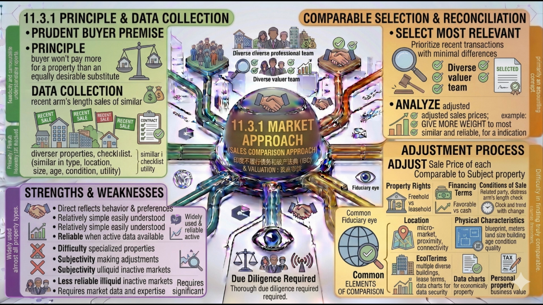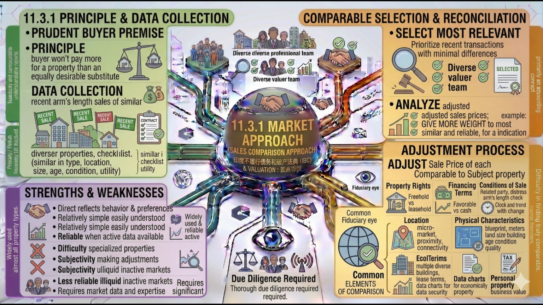And then analyze adjusted prices? Yes, raw prices are not enough. You adjust them and then give more weight to most similar and reliable comparables. So reconciliation means final judgment? Exactly. After analysis, you conclude a value range and then final value.